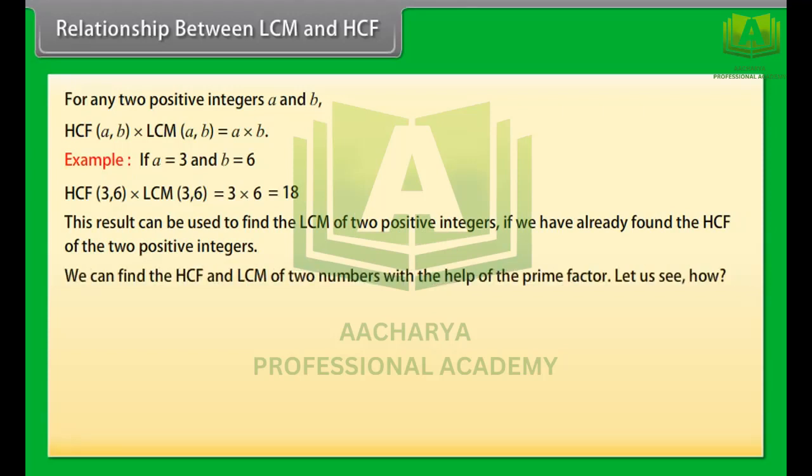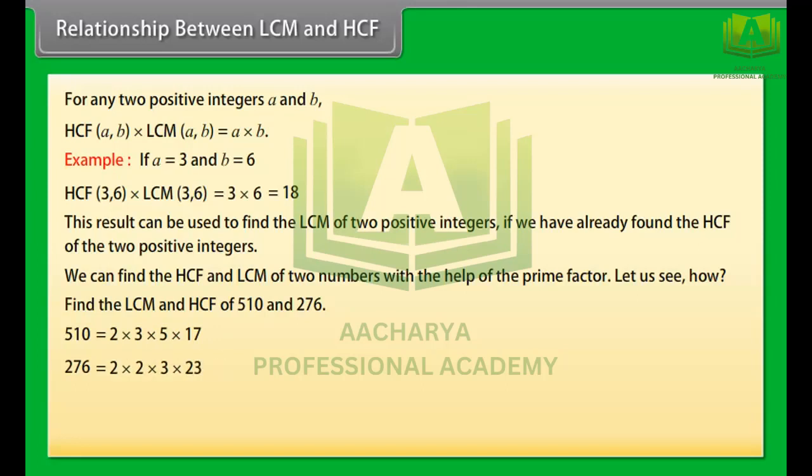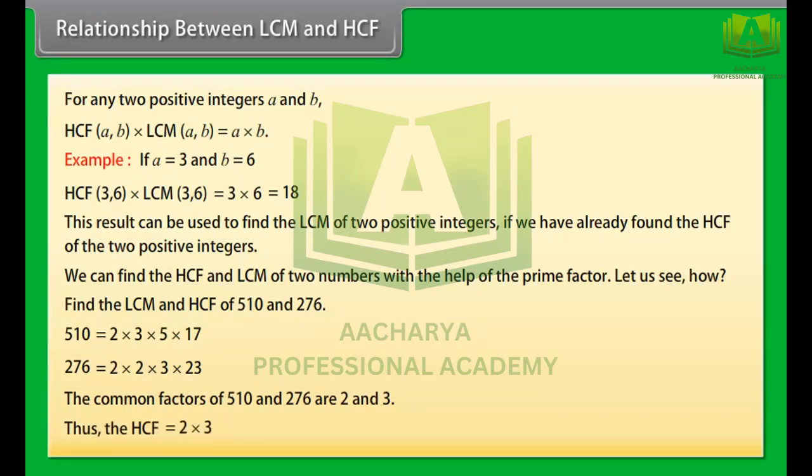We can find the HCF and LCM of two numbers with the help of prime factors. Let us see how. Find the LCM and HCF of 510 and 276. 510 is equal to 2 × 3 × 5 × 17. 276 is equal to 2 × 2 × 3 × 23. The common factors of 510 and 276 are 2 and 3. Thus, the HCF is equal to 2 × 3.